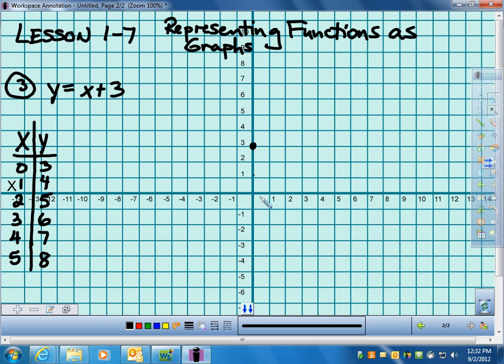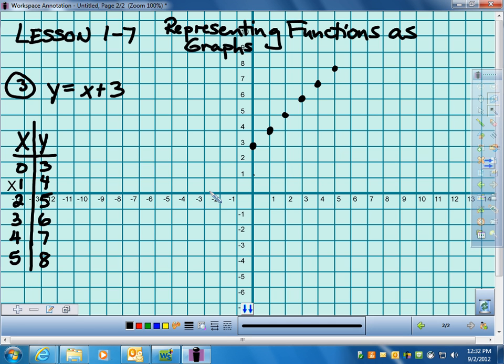1, 4. We'll start at the origin. 1 means go 1 right. The 4 means go 4 up. So I'm going 1 right and 4 up. And then 2, 5 would mean 2 right and 5 up. 3, 6 means 3 right, 6 up. 4, 7, start at the origin, go 4 right, 7 up. And 5, 8 means go 5 right, 8 up.